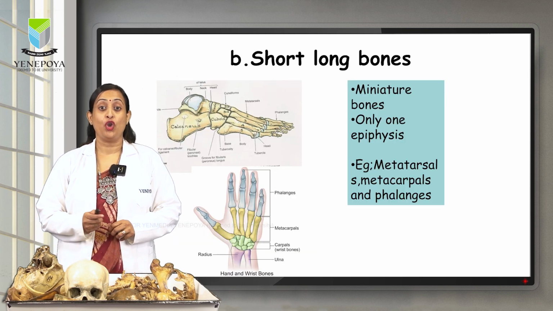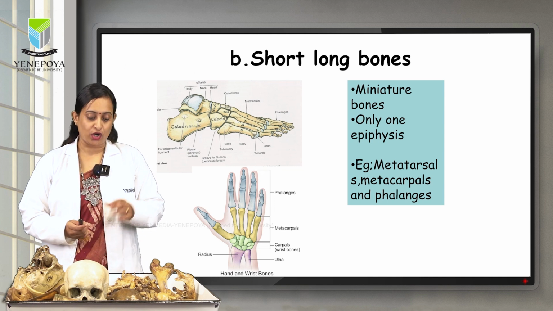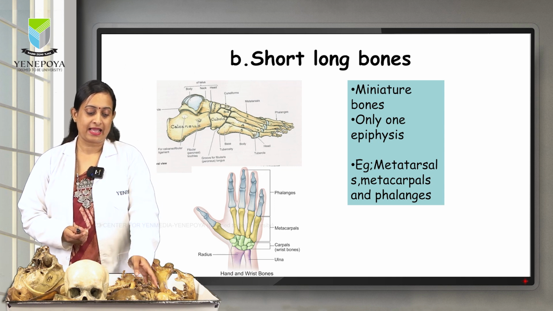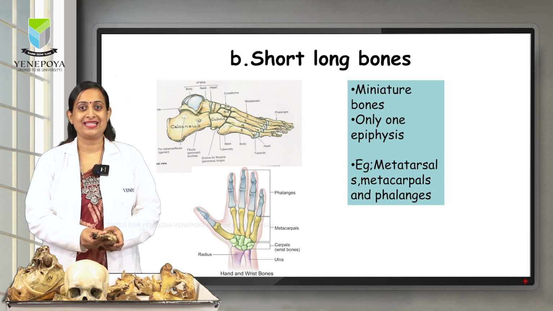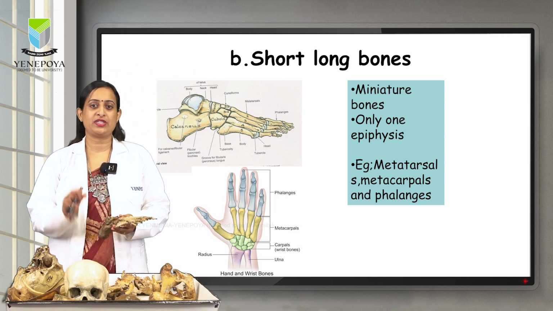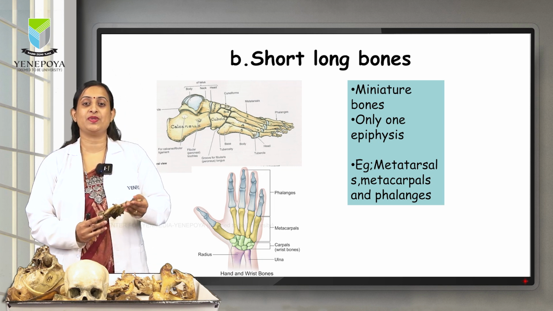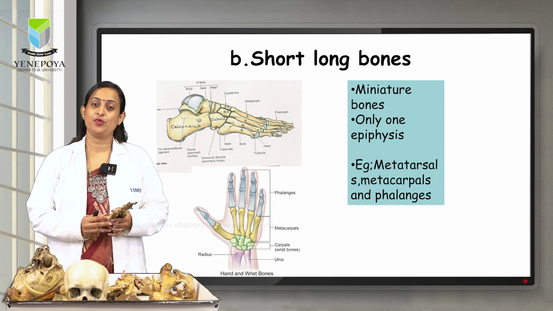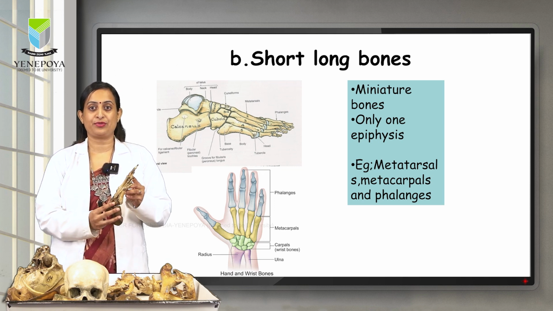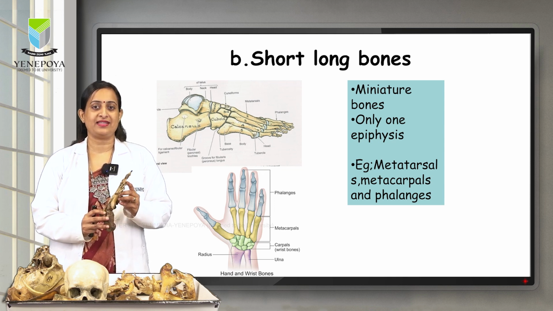The next type of long bone is the short long bones. These are kind of long bones, but they are shorter in shape. The best examples for the short long bones are the metatarsals, metacarpals and the phalanges. The metacarpals are present in our hand, metatarsals are present in the foot, and the phalanges are the ends. Now what is the difference between long bones and short long bones? Short long bones are miniature bones. Best examples I told you are the metacarpals and the metatarsals. They have only one epiphysis, so they will have only one end, not two epiphyses.